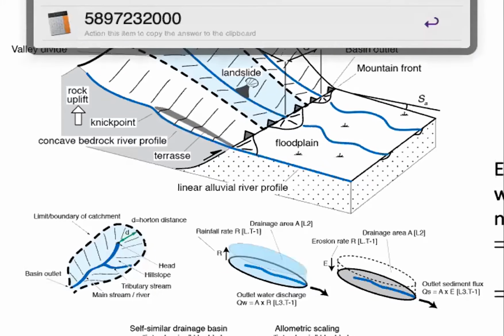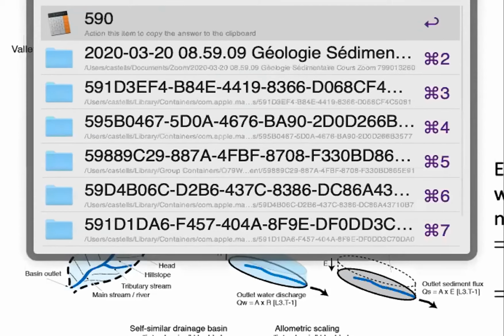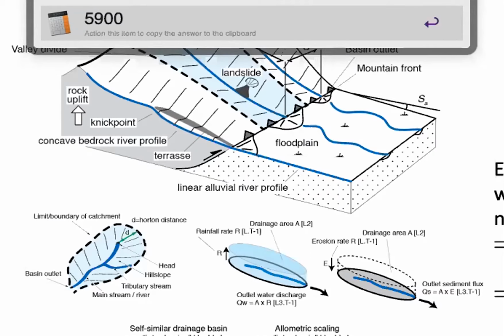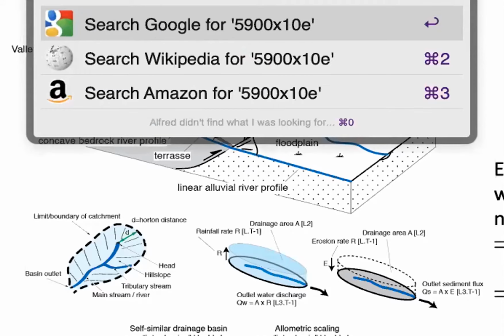Okay, and what you should find is this. So I multiply by 60, 60, 24, and 365. What you should find is this number. So let's say, I would write it like 5,900 millions of cubic meter per year.